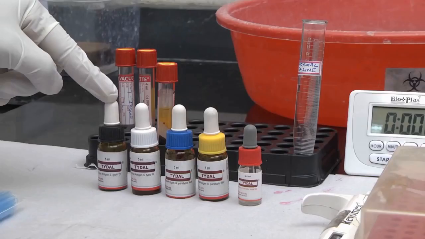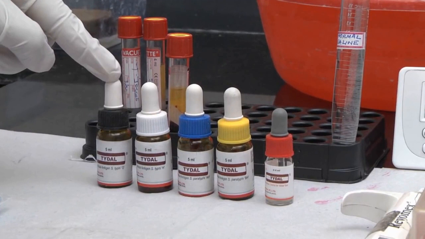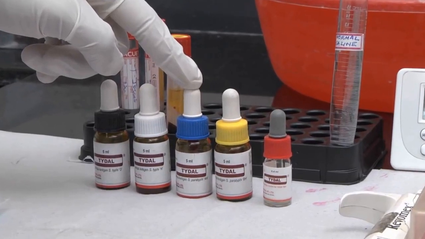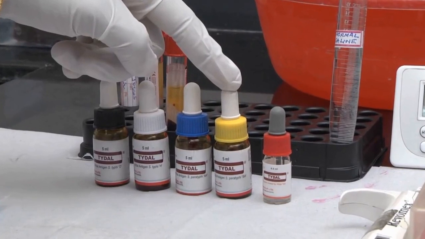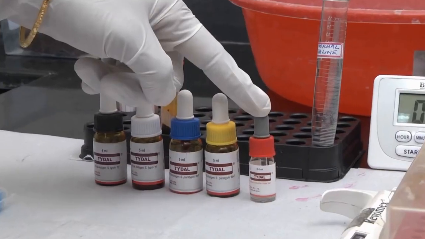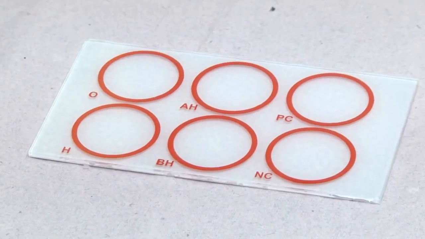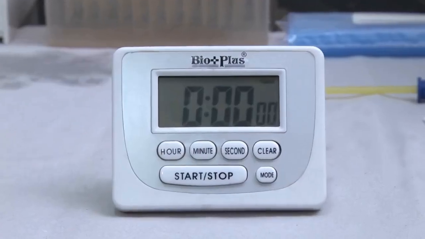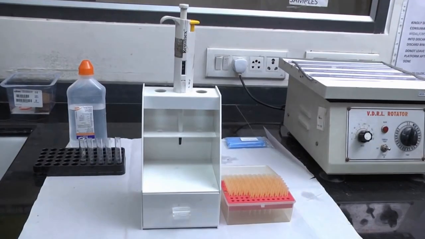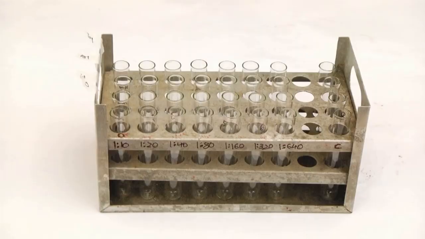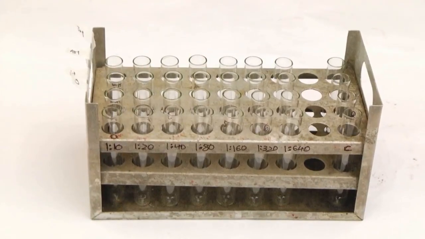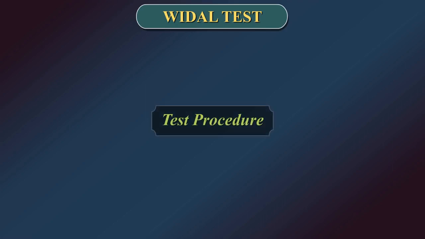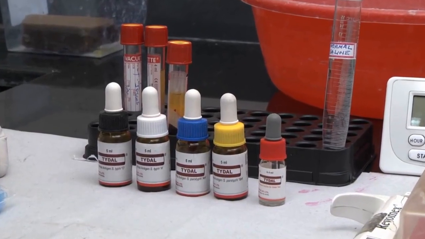Reagents and consumables. Salmonella typhi O antigen suspension. Salmonella typhi H antigen suspension. Salmonella paratyphi AH antigen suspension. Salmonella paratyphi BH antigen suspension. Polyspecific positive control. Glass slide with 6 reaction circles. Applicator sticks. Equipment: incubator, timer, 0.1 milliliter and 1 milliliter serological pipettes and droppers, 36 Widal tubes or Kahn tubes for each sample. Physiological saline. Test tube rack.